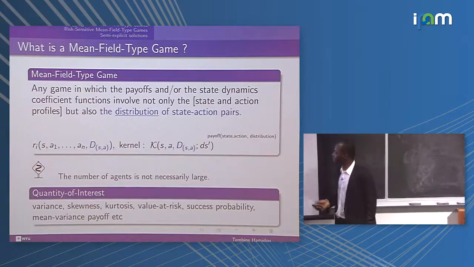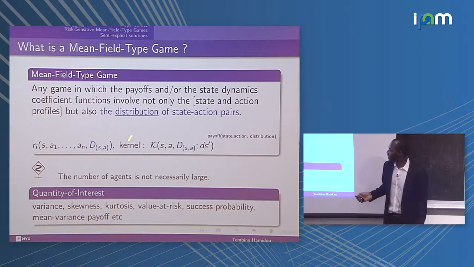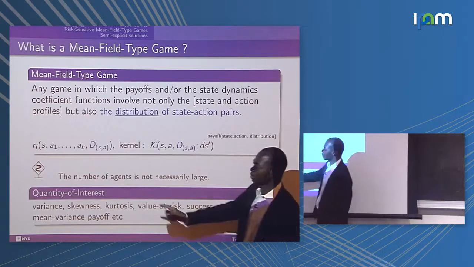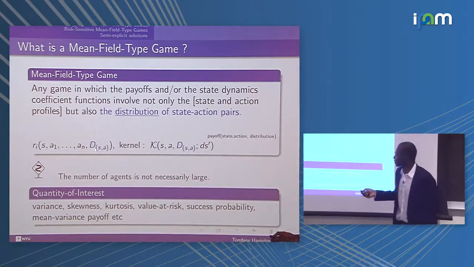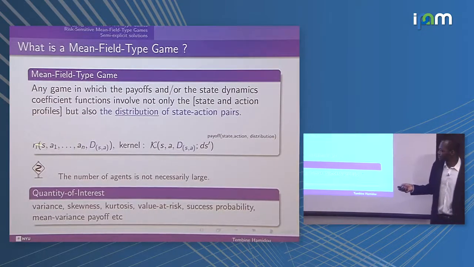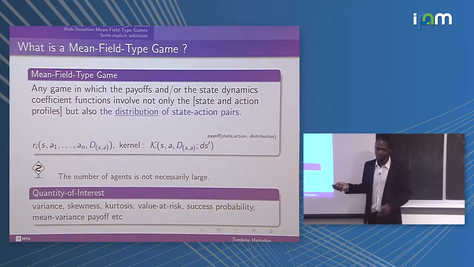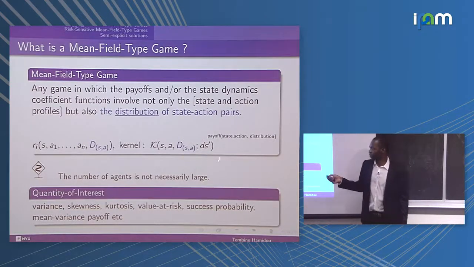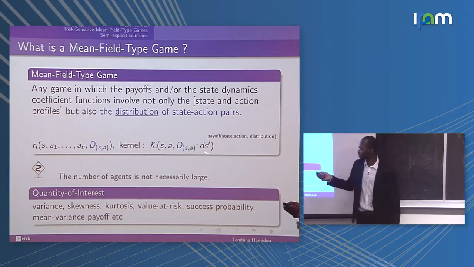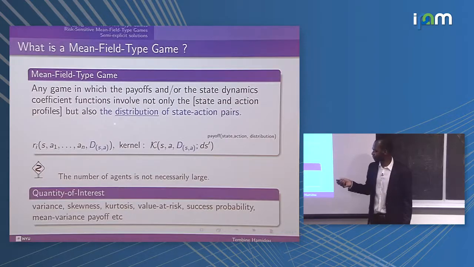So MeanFieldType game, what it does is to take a McKean-Vlasov equation and look at when you have two or more decision makers, controllers. Okay? The payoff function depends on the state, actions, and a distribution of states. For this talk, let's discuss only the distribution of states. And there is a transition kernel. Well, the states will be dynamic, so there will be some movement in the states. So basically, this is what we call MeanFieldType game structure.